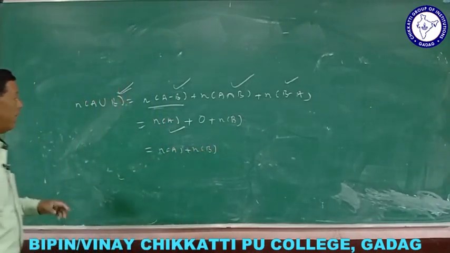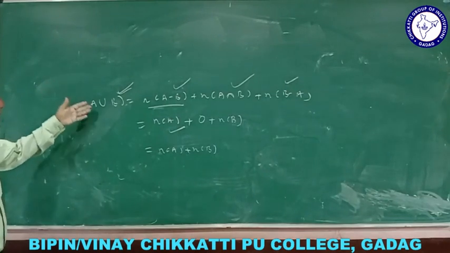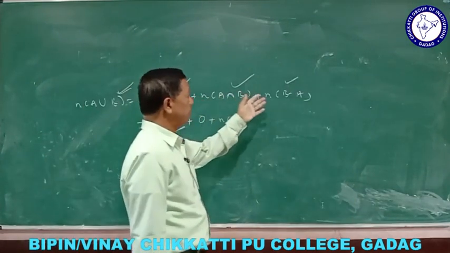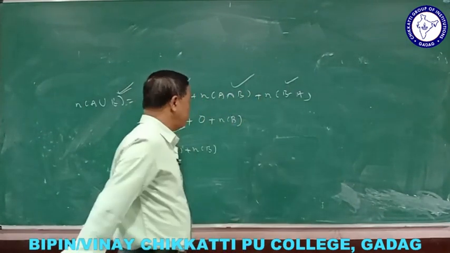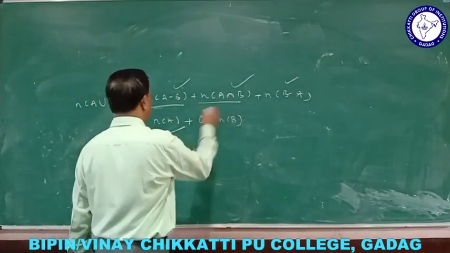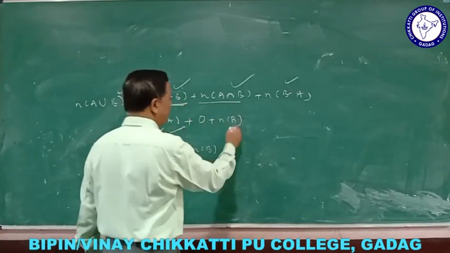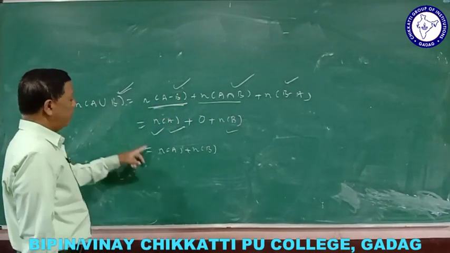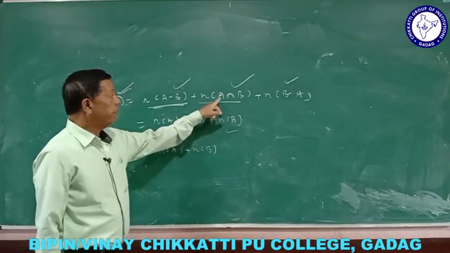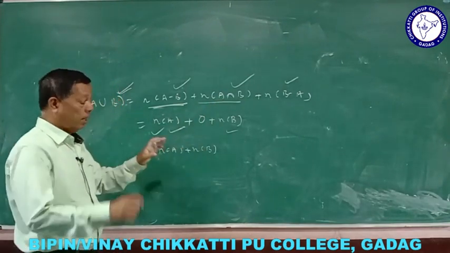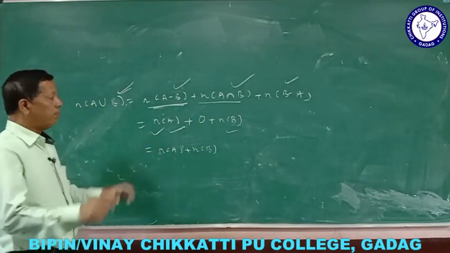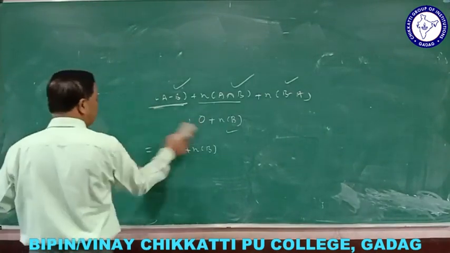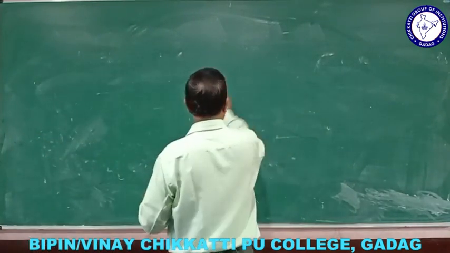Once again, you understand that the elements which are in A union B are those in A minus B, those in A intersection B, and those in B minus A, and all these are disjoint. So when n of A intersection B is 0, n of A minus B means n of A, and n of B minus A means n of B. So the formula becomes n of A union B is n of A plus n of B, but the condition is that A intersection B is a null set. And what is the number of elements in the null set? 0, meaning no elements. That is why this formula is correct. What formula have we seen now?